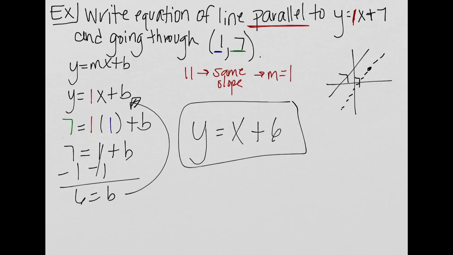So this line we just wrote is now parallel to the original line they gave us. And you can see that by the slopes. They have different y-intercepts, which is good. That means it's not the same line. And they have the same slope, which means we're never going to touch.